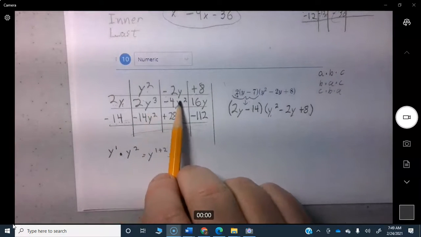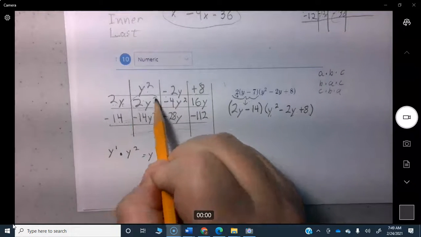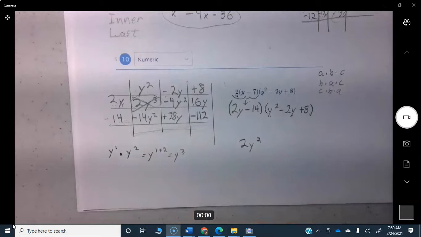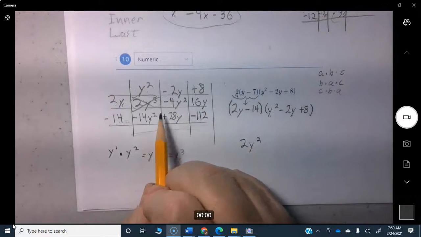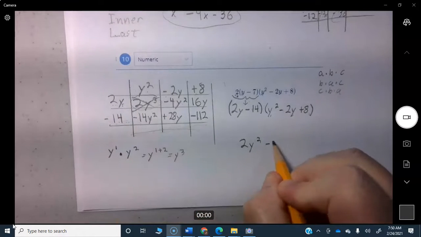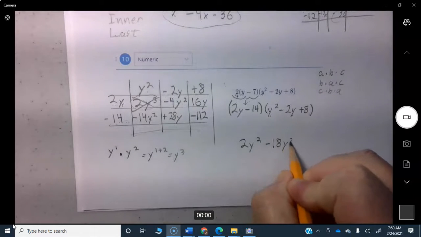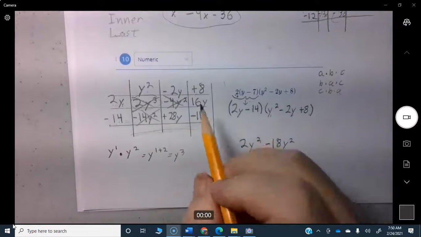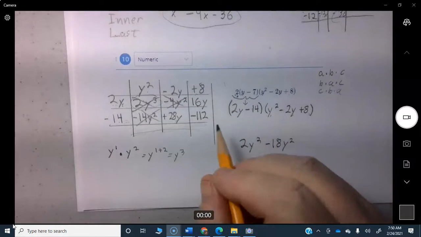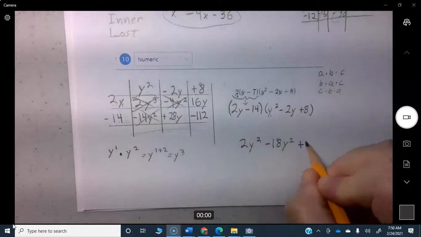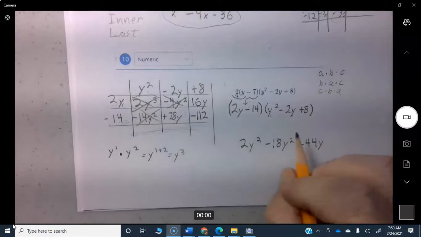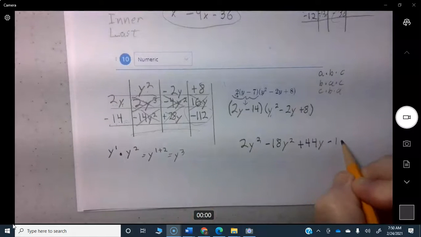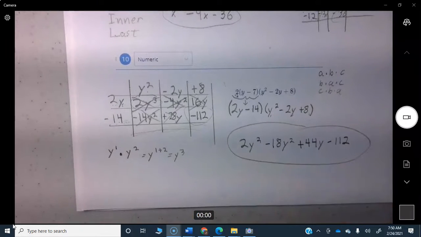We got a y to the third and only 1. So this one right here is going to be 2y to the third. I'm going to cross it out because I've used it. Then we have a y squared, so it's negative 4 minus 14 is negative 18y squared. So we've taken care of that and that. Now we have 28 plus 16 is 44, so it's plus 44y. Those both are y's. And the last one has no y to it, it's minus 112. And that's your answer. Okay?